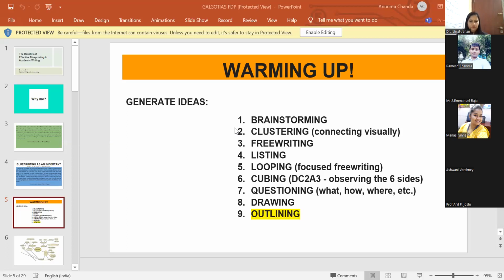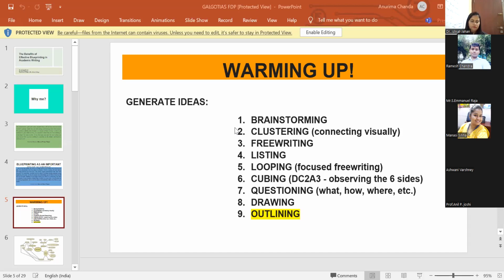For looping, you freely write for 5 minutes, then you take out the main seminal point from that passage and build up your next passage from this one statement that you get from your first passage. So you form one loop, two loops, second loop, till you get to the final passage that you come up with, which makes much more sense than the first passage of free writing that you do.